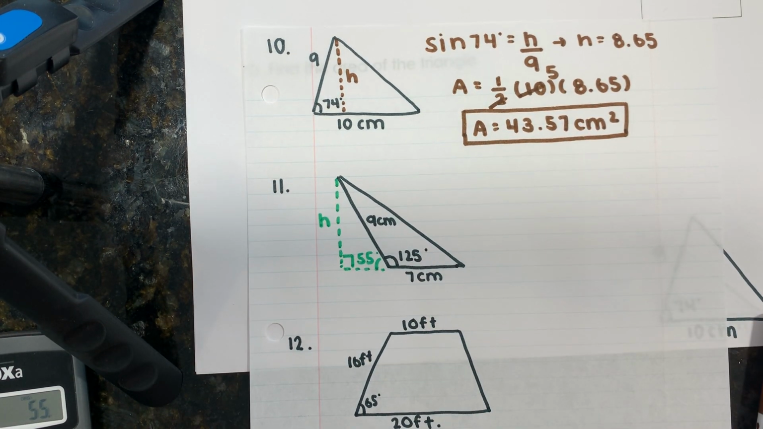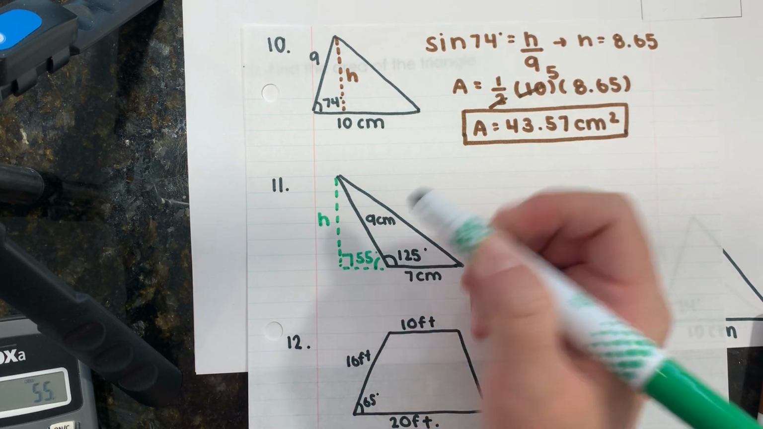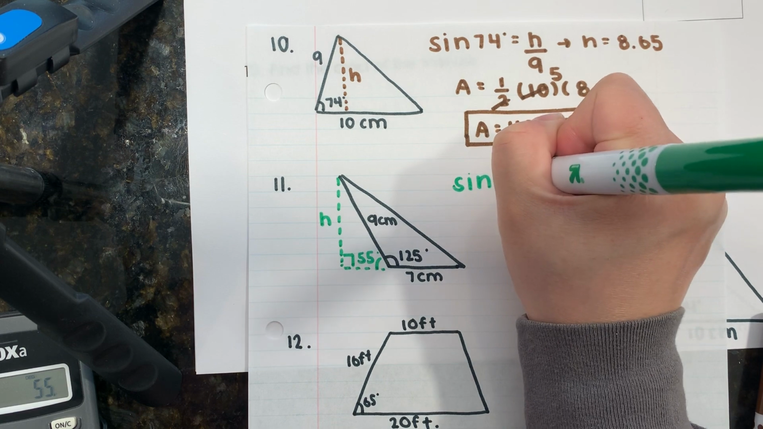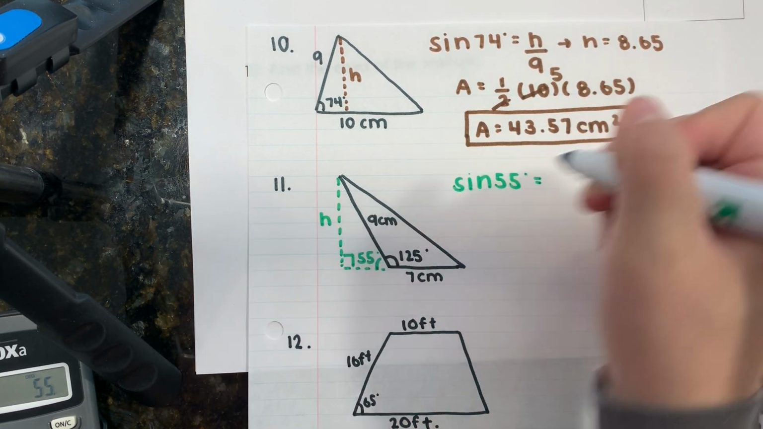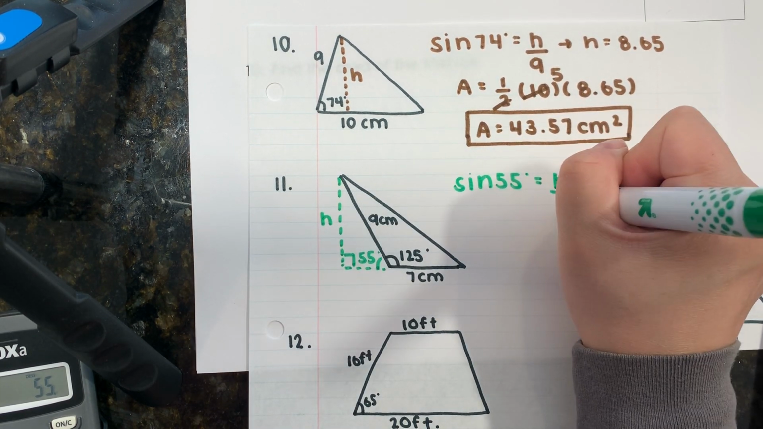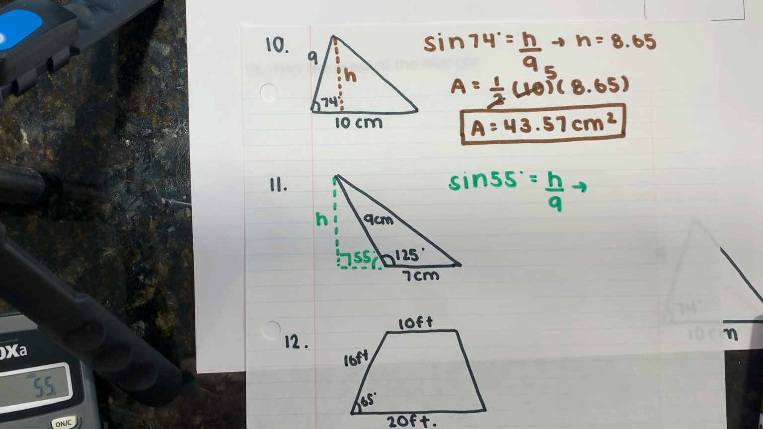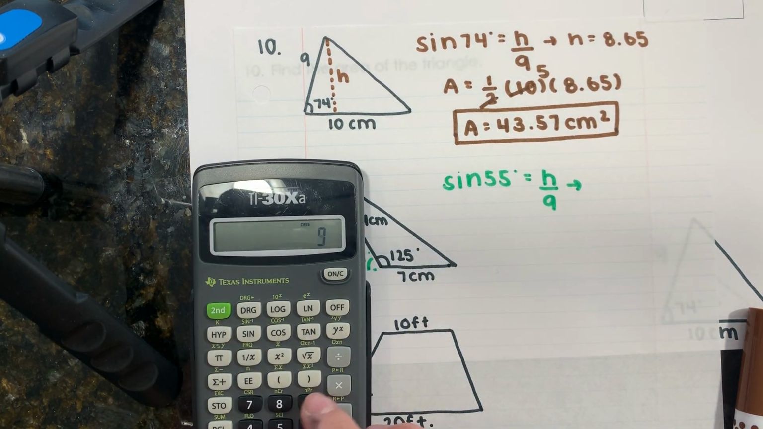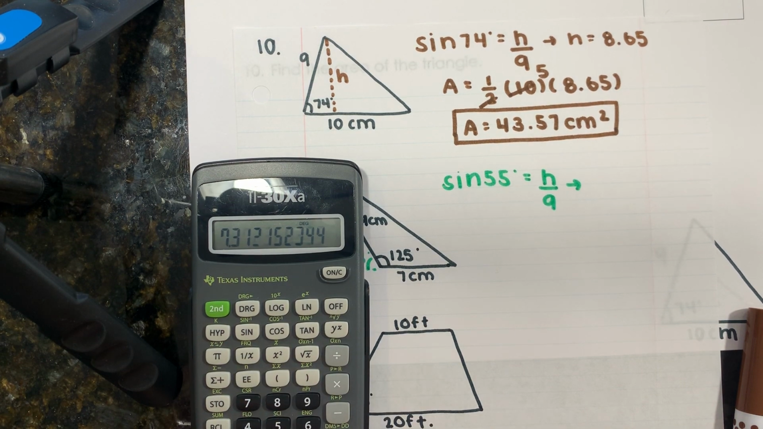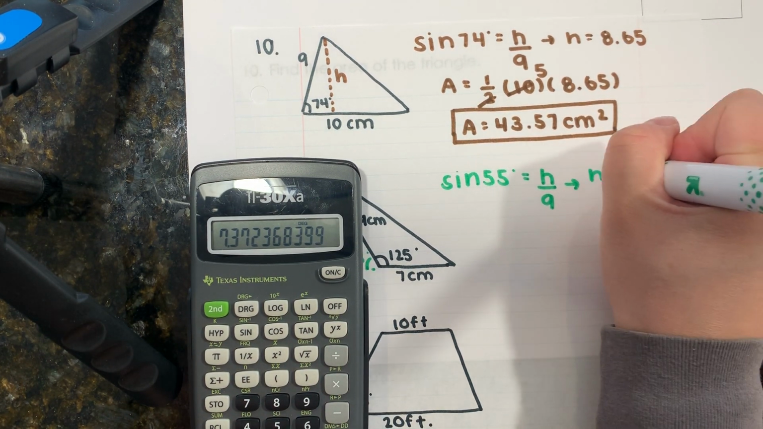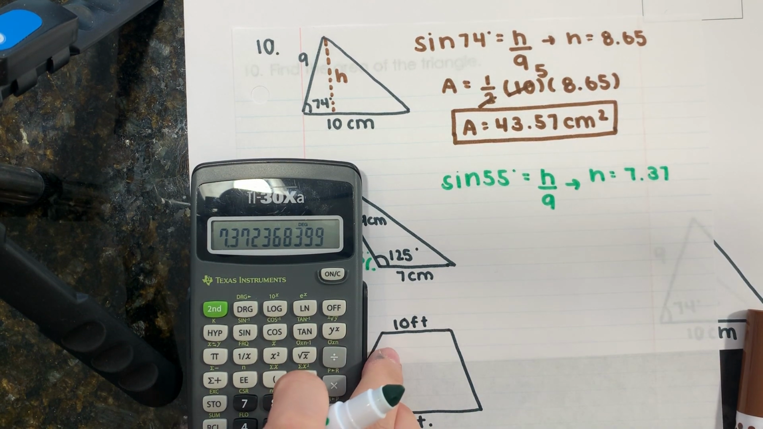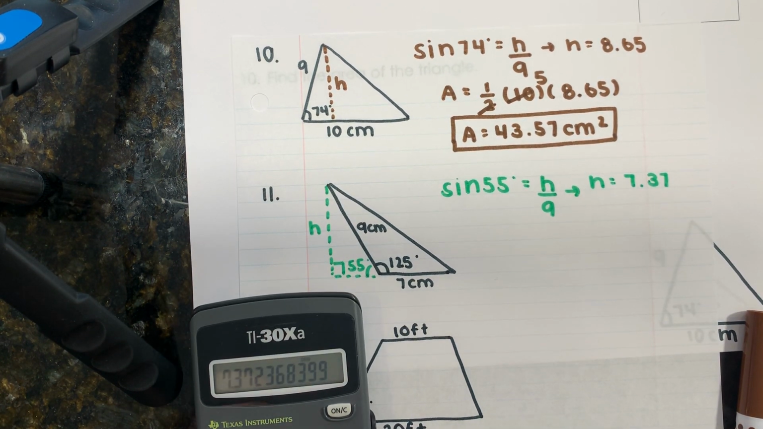I'm going to do the same thing. So the sine of 55 equals opposite, which is the height, over the hypotenuse, which is 9. So now you're going to have 9 times sine 55 equals, so my height is approximately equal to 7.37. And again, I'm going to leave that in my calculator when I'm evaluating the area.